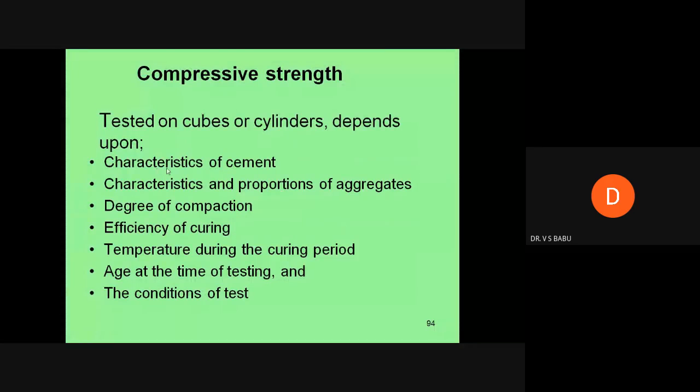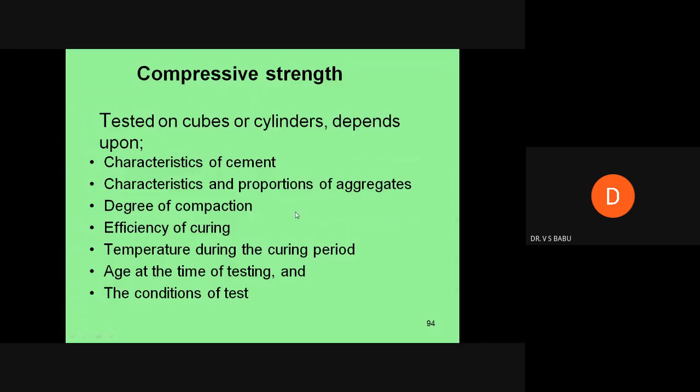Now, the factors influencing the compressive strength are the cement characteristics and the characteristics and proportions of the aggregate. Suppose 20 mm size, 40 mm size and 10 mm size, in which proportion you have added, the compressive strength mainly depends upon that also. And the degree of compaction: whether you have compacted properly or not. If compacted properly, the cavities will be reduced, and then obviously your strength will be increased.